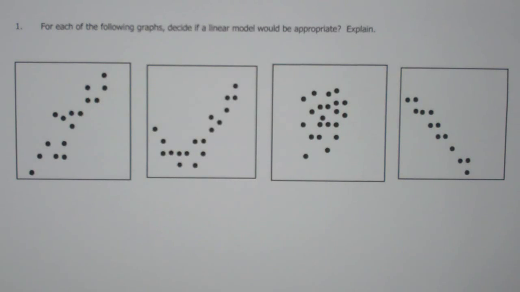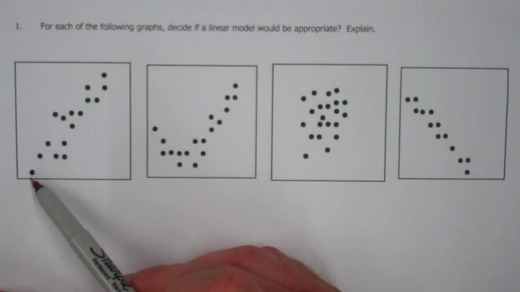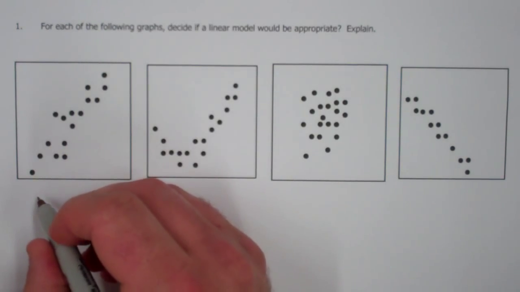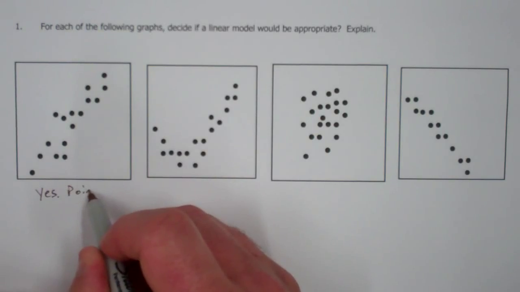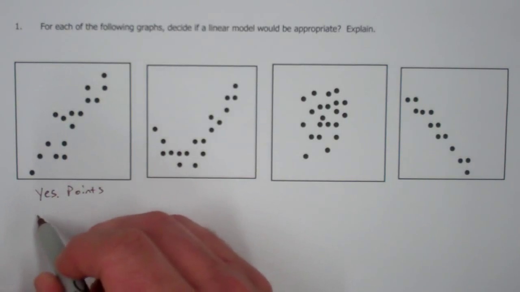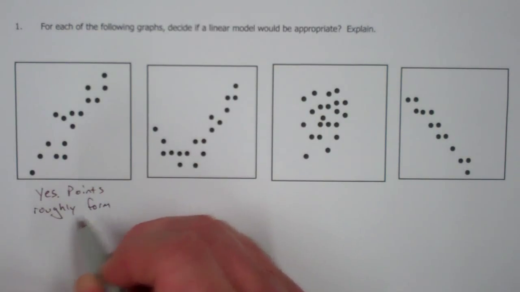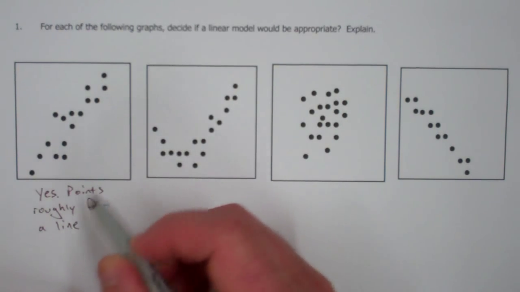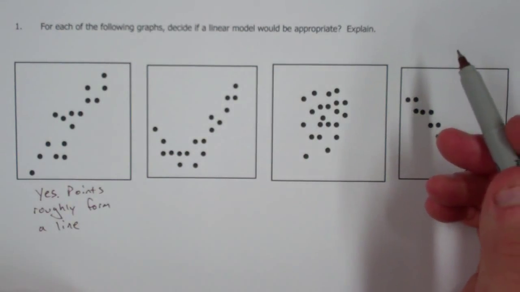In each of the following graphs, we're going to decide if a linear model would be appropriate. If we look at the first one, a linear model would be appropriate for this one. So we can say yes. The explanation is the points form a line, or roughly form a line. Really as simple as that. These points would line up almost in a straight line here.